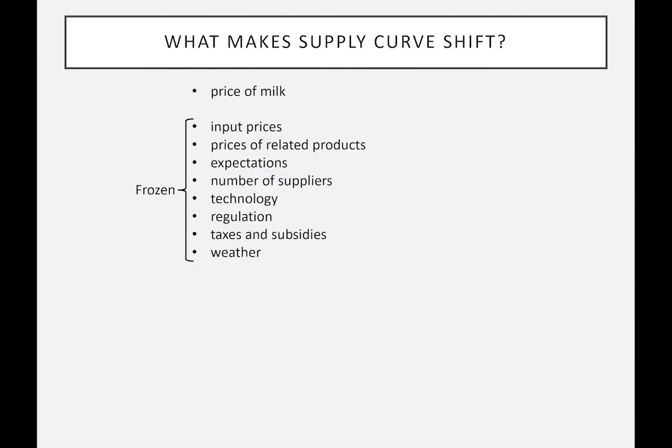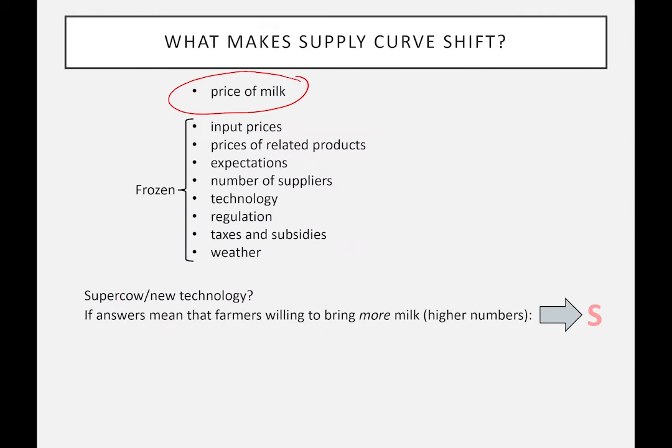So first I got the price of milk. And then what I did is I kept all of these various things, input prices, wages, cost of cow feed, technology, and so on. I kept all of that constant, weather, taxes, and I just changed the price. But if I change one of these factors, for example, when I change the super cow example, this is the new technology here, which means that the farmers could bring more milk, then the supply curve shifts to the right.